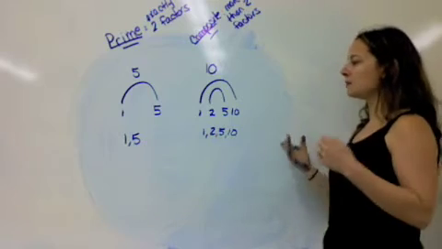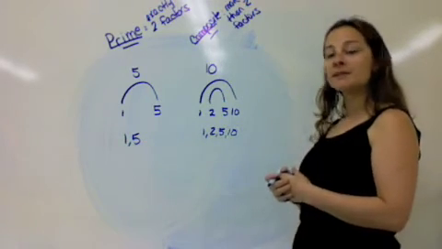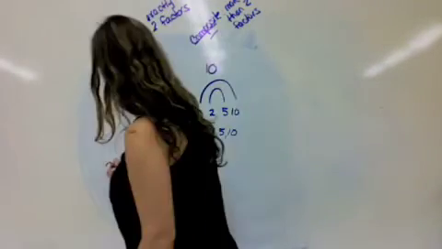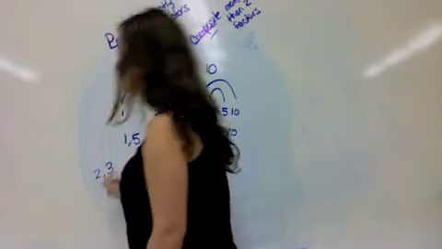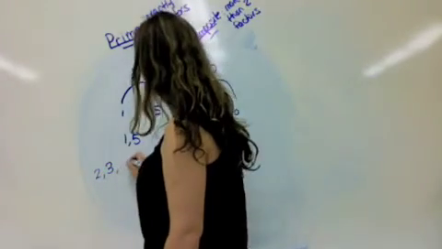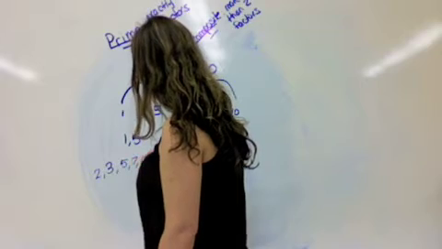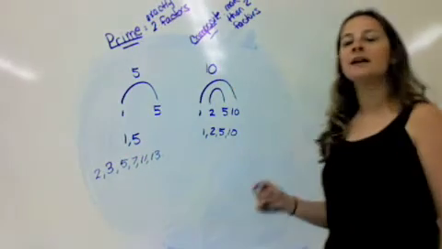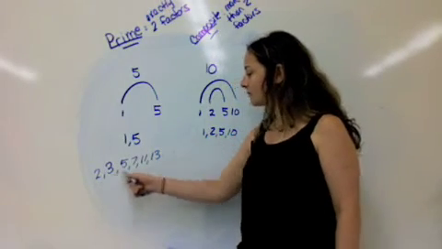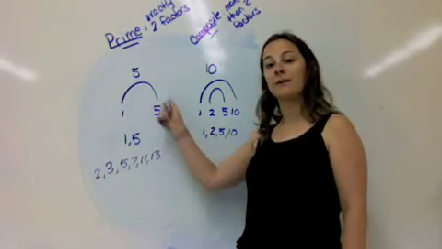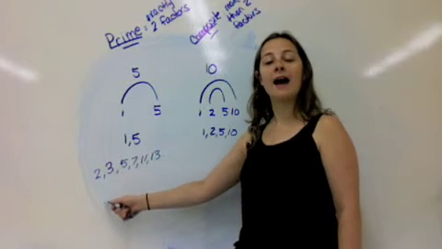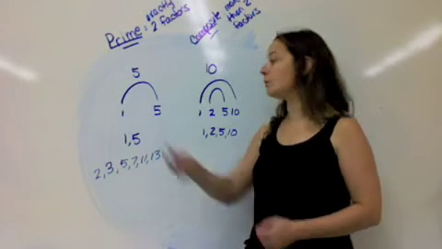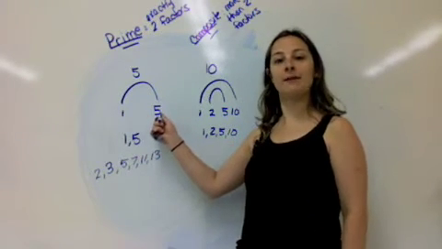So let's think of some prime numbers. Some prime numbers that I know of are 3. I'm sorry, I also forgot 2. So 2, 3, 5, 7, 11, 13, and there's a giant list of these. But these are all numbers that if you were going to create the factor rainbow for them, there would only be 2 factors, and those 2 factors would be 1 and the number itself.